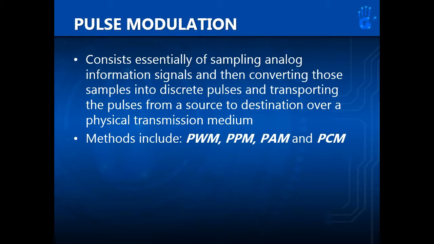Pulse modulation. Pulse modulation consists essentially of sampling analog information signals and then converting those samples into discrete pulses and transporting the pulses from a source to a destination over a physical transmission medium. Methods of pulse code modulation include PWM, PPM, PAM, and PCM. We'll discuss each one.